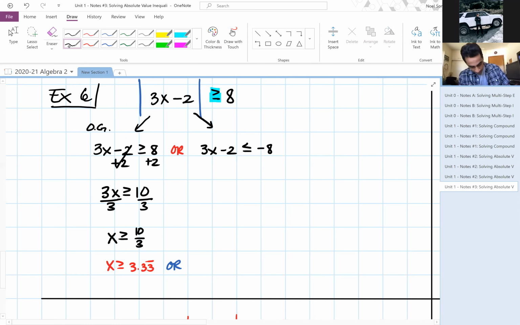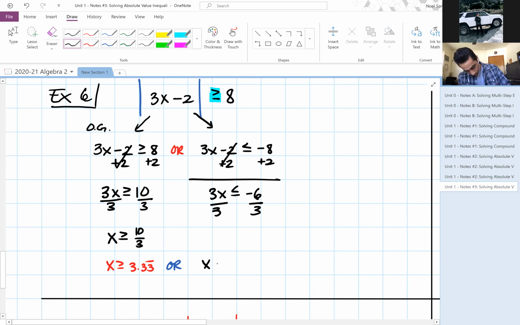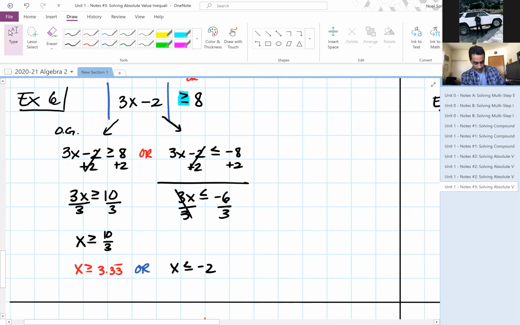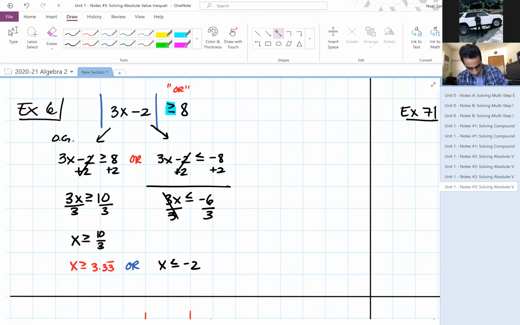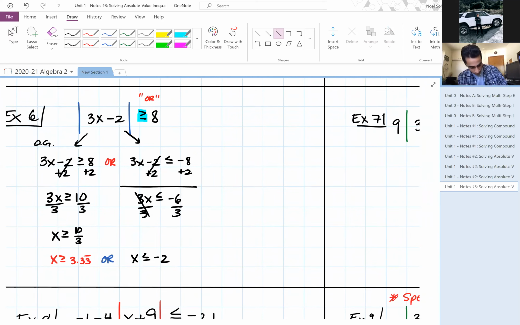Now let's solve the second one. Right, so we add 2 to both sides. 3x will be less than or equal to negative 6. So we divide both sides by 3. X will be less than or equal to negative 2. All right, so now we graph this, okay? And let's go ahead and put that on our number line.